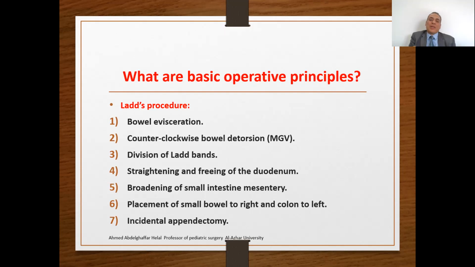After making a right transverse upper incision, bowel evisceration is number one, followed by rapid counterclockwise bowel detorsion to save the life of the intestine, then division of the Ladd's bands, then straightening and freeing of the duodenum, which is very important to remove any adhesions and make the duodenum straight, passing downward on the right side. Broadening of the small intestinal mesentery as much as possible is very important. However, care must be taken not to injure the superior mesenteric vessels. Placement of the small bowel on the right side and the colon on the left side, like a non-rotation state, and most surgeons end the procedure with incidental appendectomy, due to future mispositioning of the appendix if appendicitis occurs later in life.